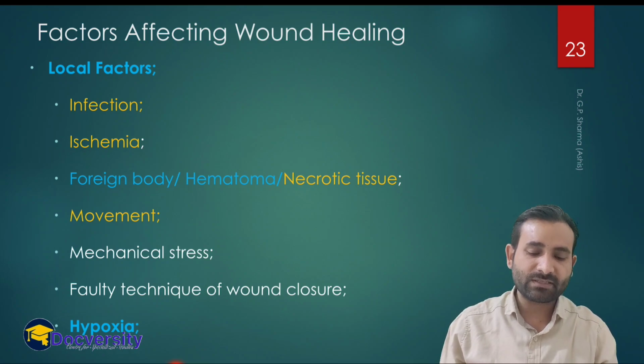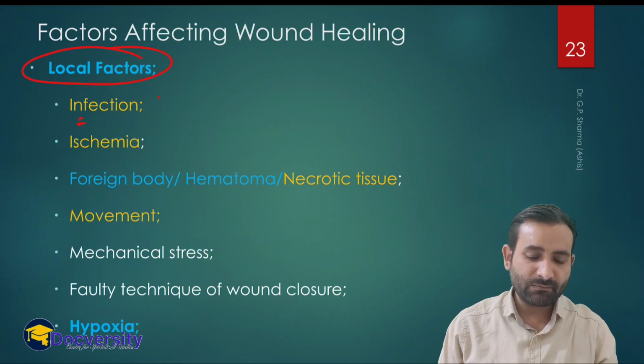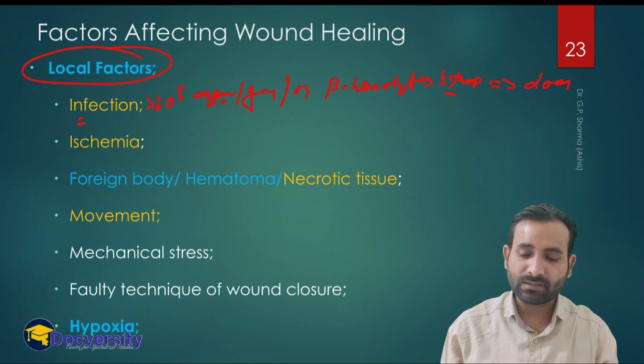So we have some factors that affect the wound healing. We have some local factors and some systemic factors. Local factors, that is infection. In the tissue, if you have more than 10 to the power 5 organisms, that may be your skin flora, per gram tissue, or you have a single beta hemolytic streptococcus present, right? Then this wound does not heal.